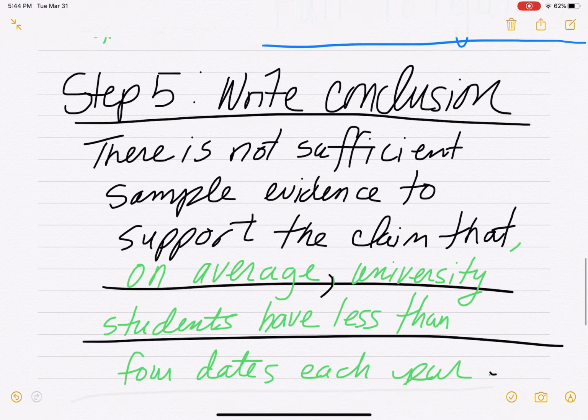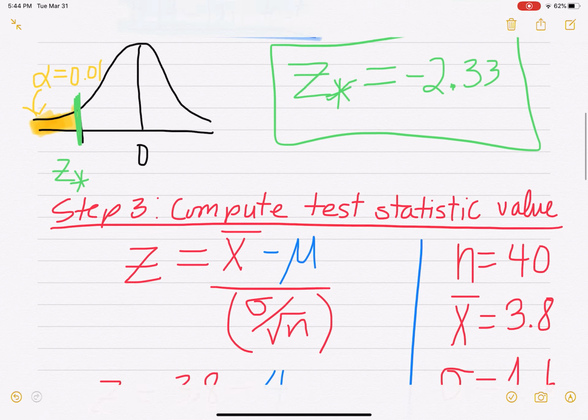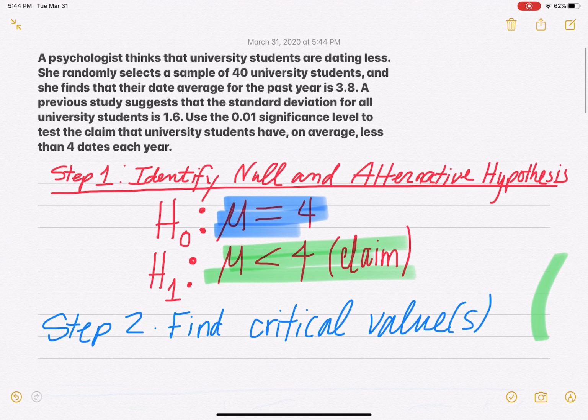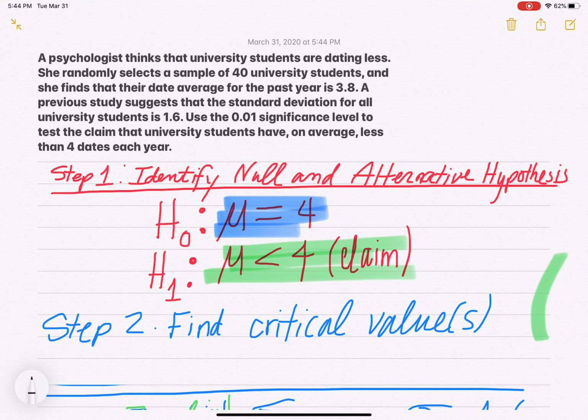So steps 5, 4, 3, 2, 1. Once you get the hang of them, they're not so bad. It's just a step-by-step process. You have to take it all the way through and be careful, especially in the first step and the second step, are really, really critical.